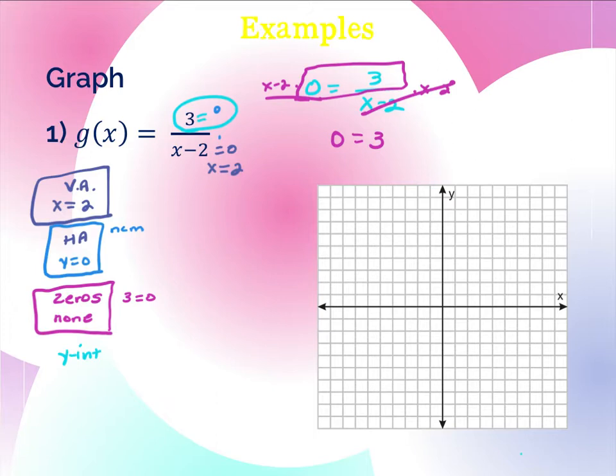Correct. Okay, so then for the y-intercept, we plug 0 in for x. So I'd get y equals 3 over 0 minus 2, y equals 3 over negative 2. And I get the point 0, negative 3 over 2, or 0, negative 1.5.